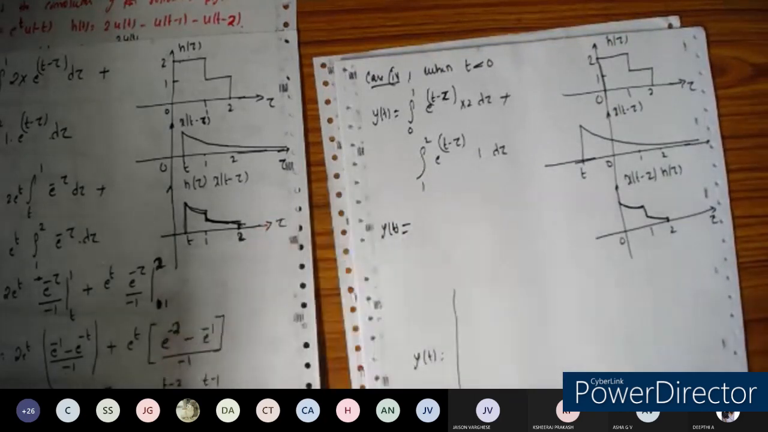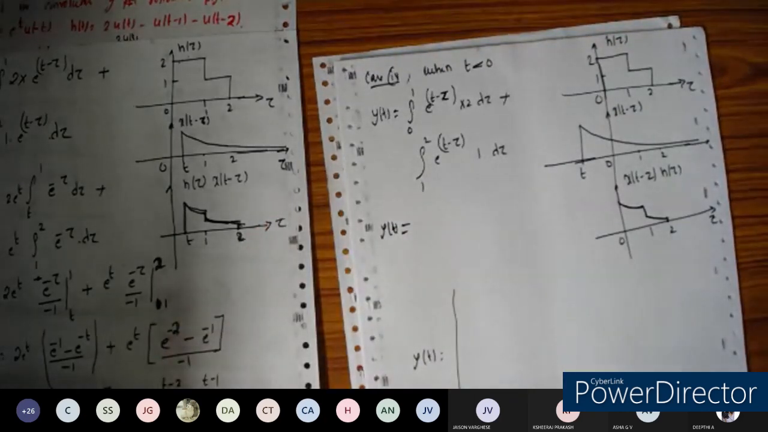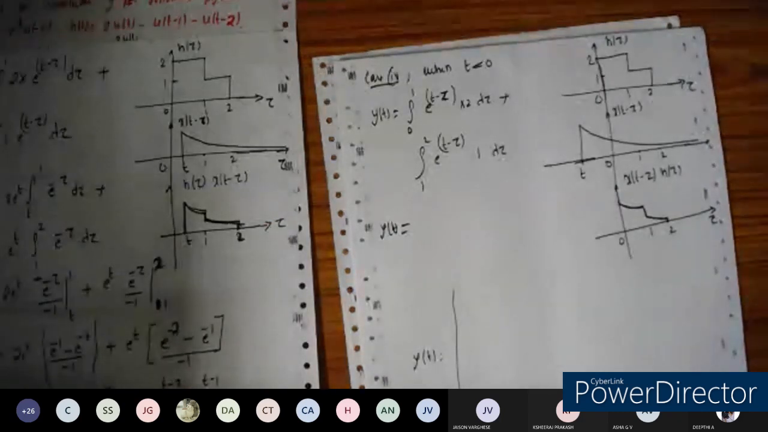Okay, simplify the value of y of t and do this one as homework. Can you do this one? So do this as homework. Simplify this one and do it as homework.